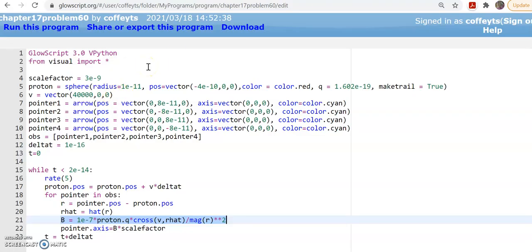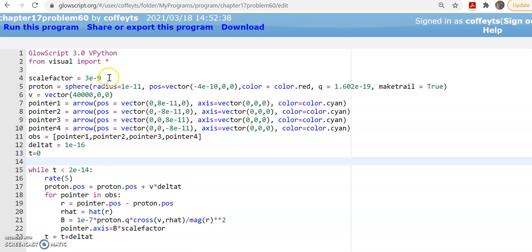So here's the code, chapter 17, problem 60, which I've shared with you and which you're free to copy and use to do your homework. In addition to some of the other things, let's run through this really quickly. To visualize any kind of code, you start off with from visual import star, you call the visual library. Then you define a scale factor.